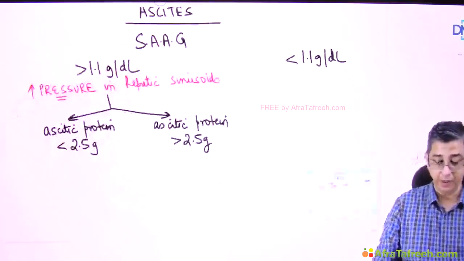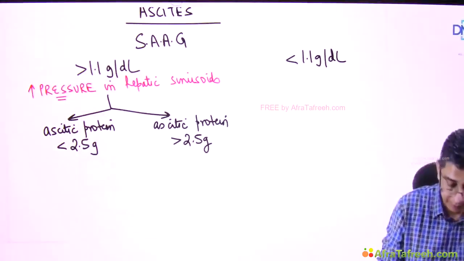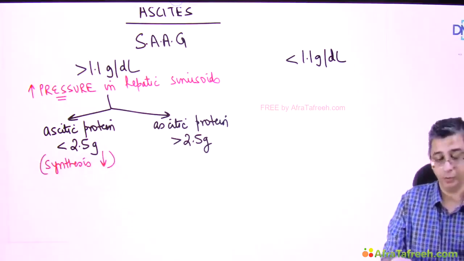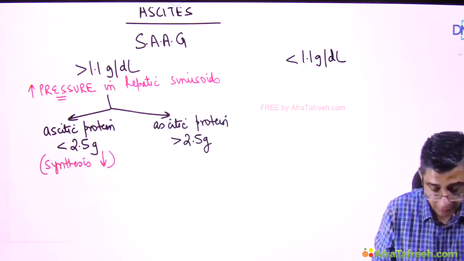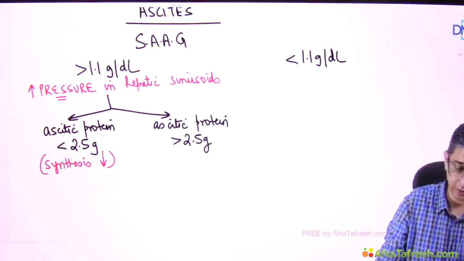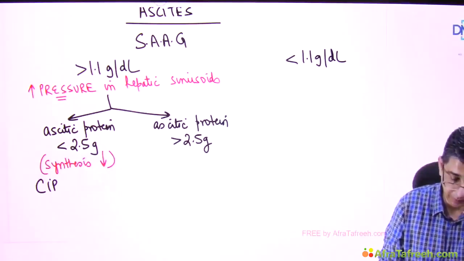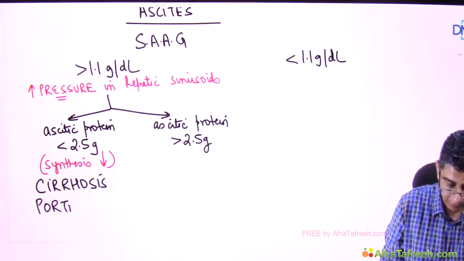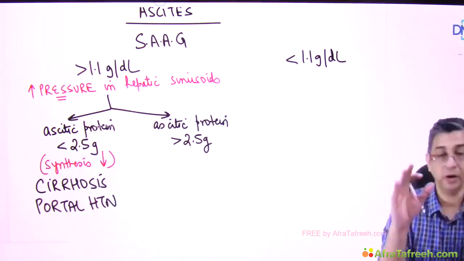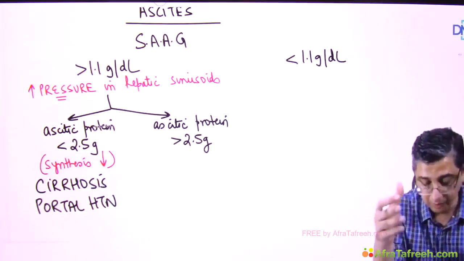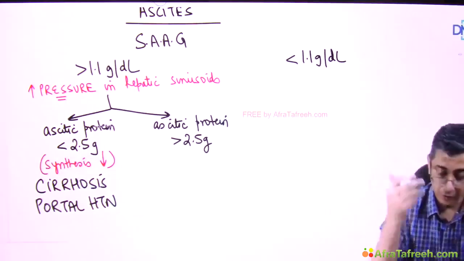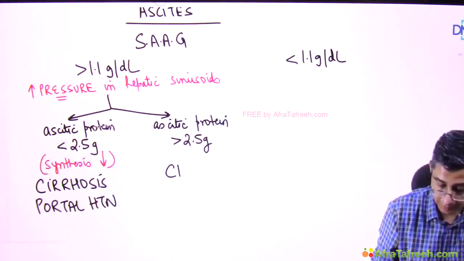If the ascitic fluid protein is less than 2.5, this means that the synthesis of albumin is compromised, because protein is mainly albumin that we are talking about. So the albumin component here is significantly reduced. This means the disease we are talking about is cirrhosis of the liver. All the varieties of cirrhosis that ultimately result in portal hypertension have a gradient more than 1.1, but the ascitic fluid protein is lesser because it's not getting synthesized.